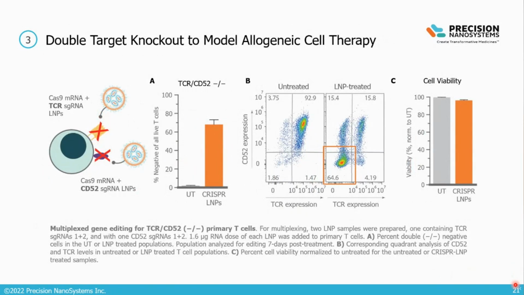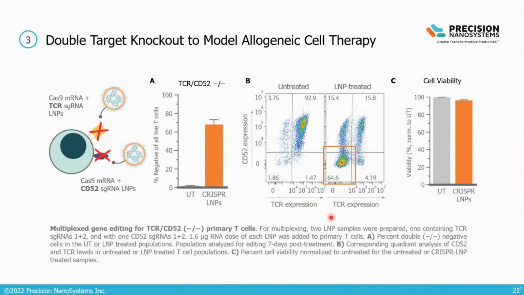And now we took it one step further. Here we're doing a double knockout where we packaged either TCR-specific guide RNA or CD52-specific guide RNA in the lipid nanoparticles. In this experiment, we treated the primary T cells with the 2 populations of LNPs at the same time, and then 7 days later detected the percentage of double negative cells. You can see that we achieved about 65% double negative population. And in the middle flow plot, you can see the emergence of this distinct population compared to the untreated cells.